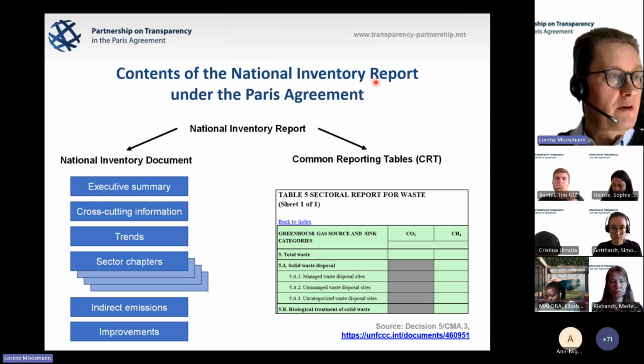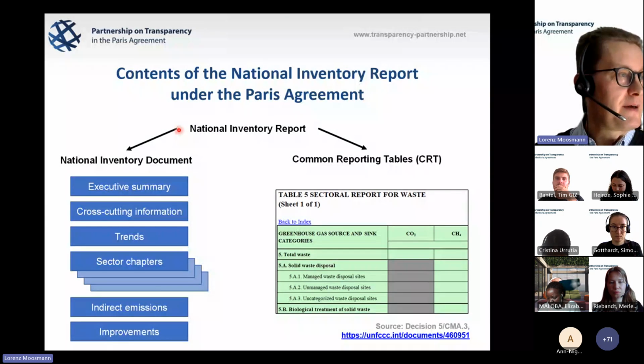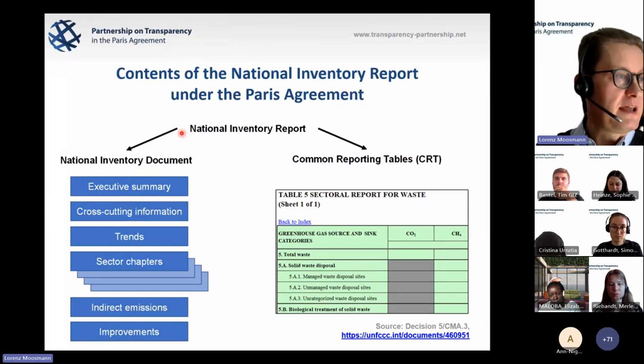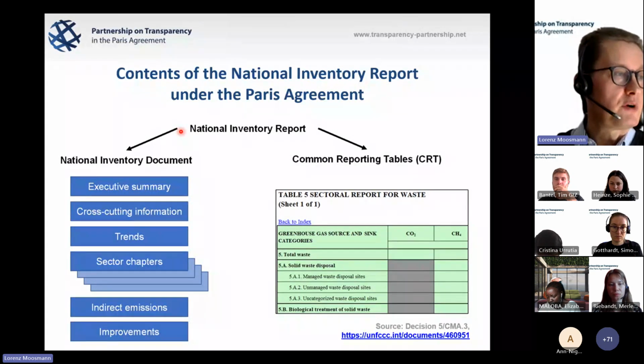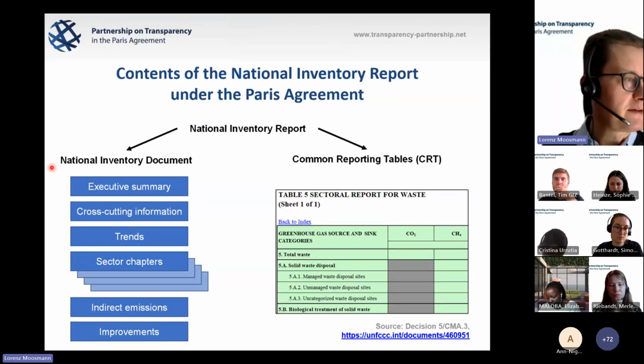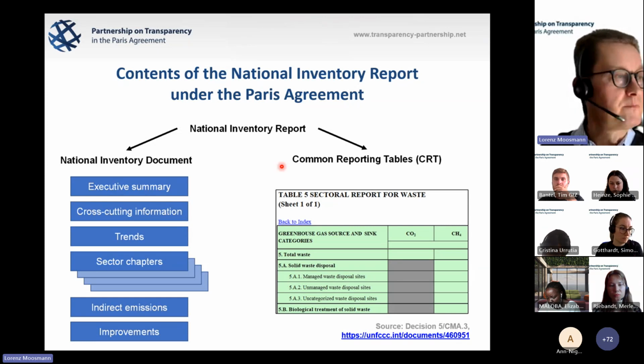Now, what are the contents of the National Inventory Report under the Paris Agreement? Let's look at the wording. In the guidelines, you find the wording National Inventory Report. And now, under the Paris Agreement, it means two things. The National Inventory Report consists of a so-called National Inventory Document, and then separately of the common reporting tables.